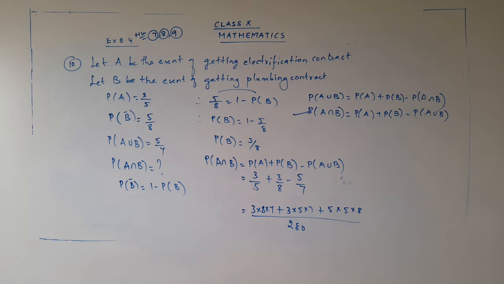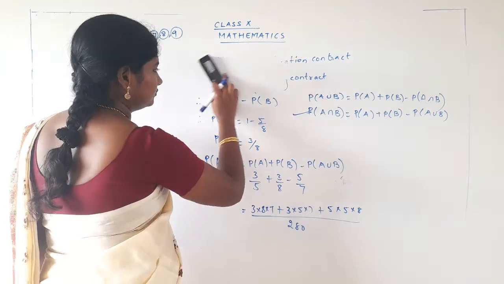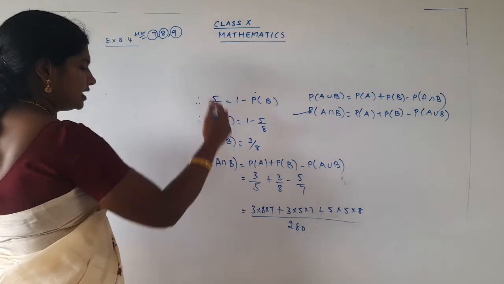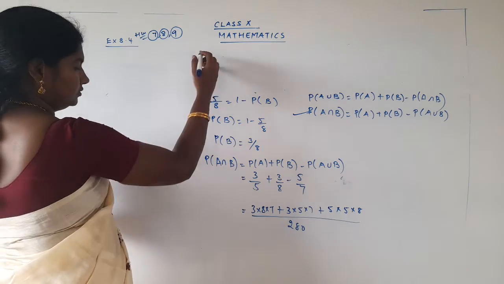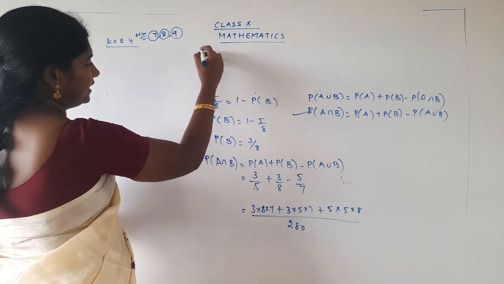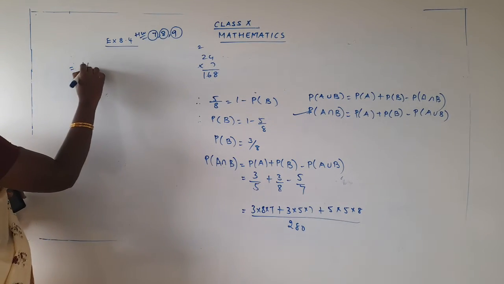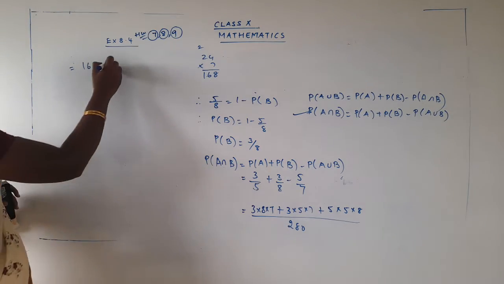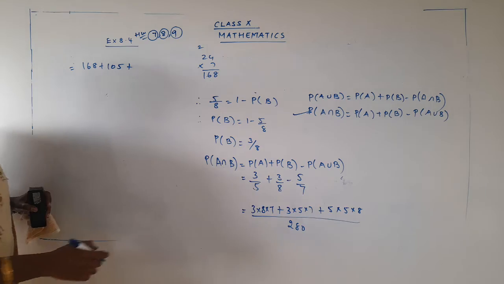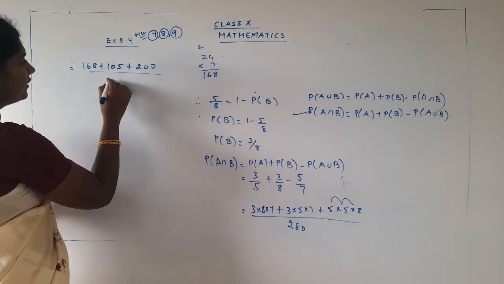Okay, done children. So let's simplify this further and do the calculation over here. 8 3s are 24 into 7. 7 4s are 28, 16, 168. Plus 15 into 7, 105. 25 into 8, 200 upon 280.